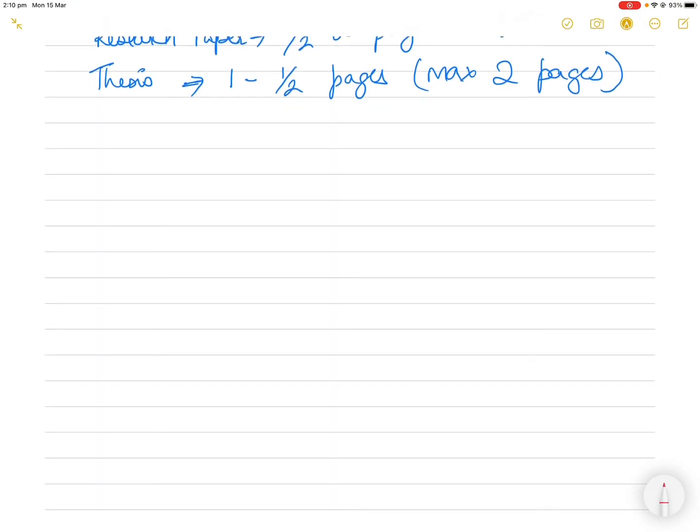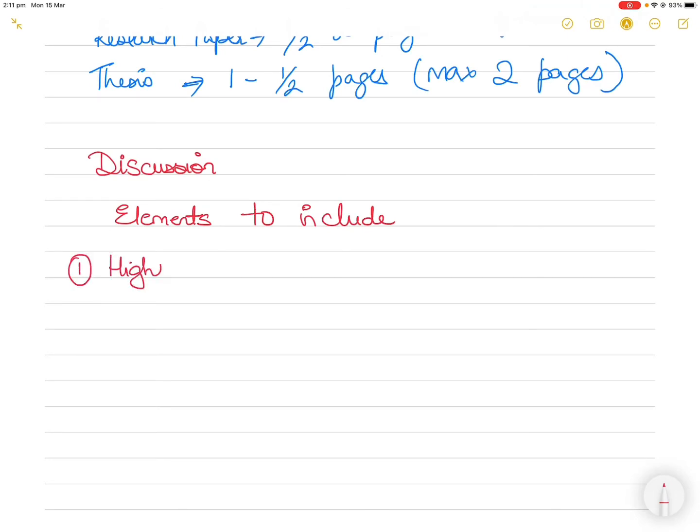Firstly, in discussion, all right, what should you include? So, elements to include in a discussion. First thing would be, make sure that you highlight, not only highlight, but state the major findings of your study. All right, that is the discussion.